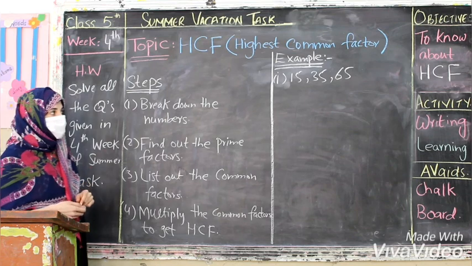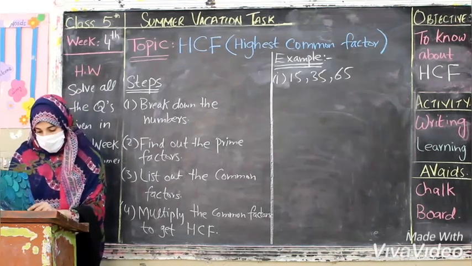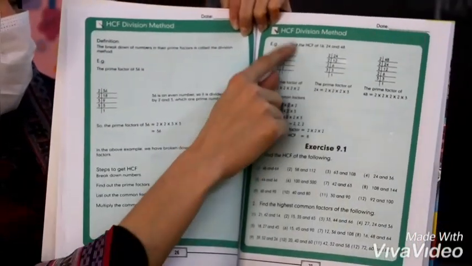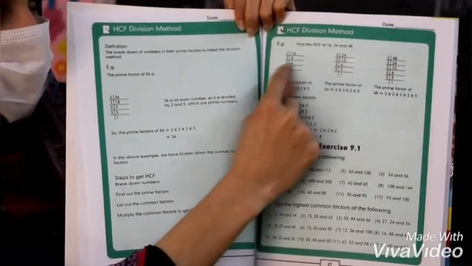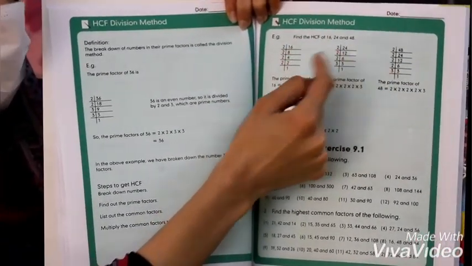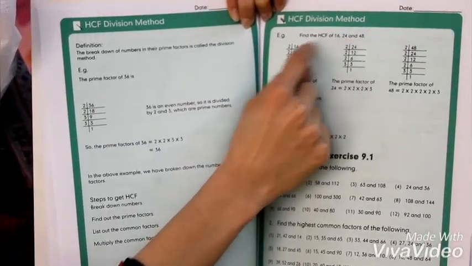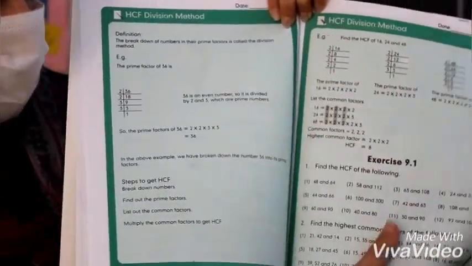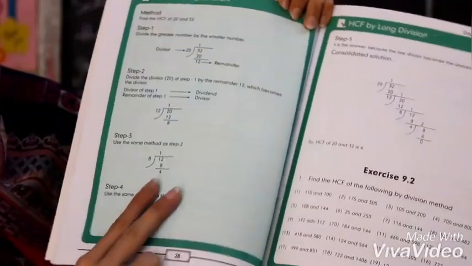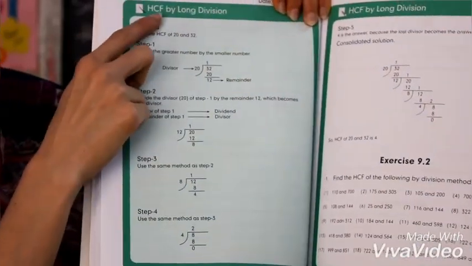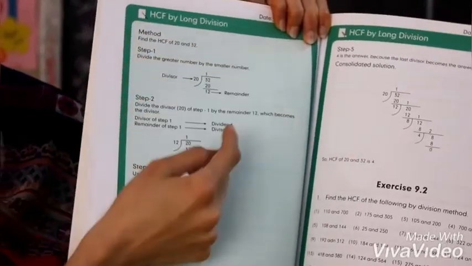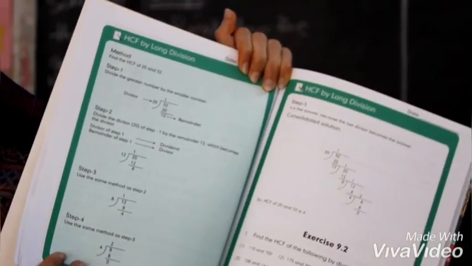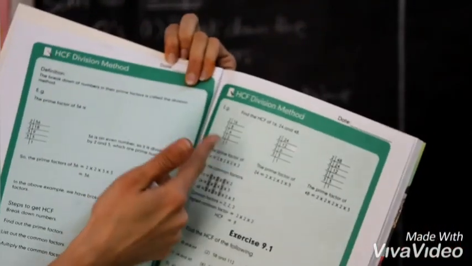Let me solve an example in front of you. But keep in mind that HCF can be found with the help of 2 methods. Method number 1 is the HCF division method. You can see that here we have the example 16, 24 and 48, and here the solution is also given. This method is known as the HCF division method. Now the second method for finding HCF is HCF by long division method. This is the second method of finding HCF, but I will solve the question with the help of the first method, which is HCF division.